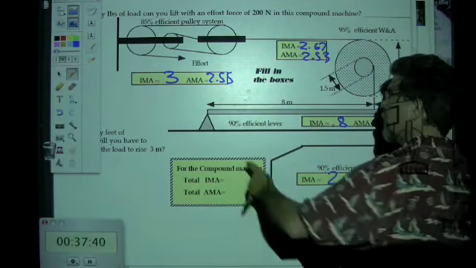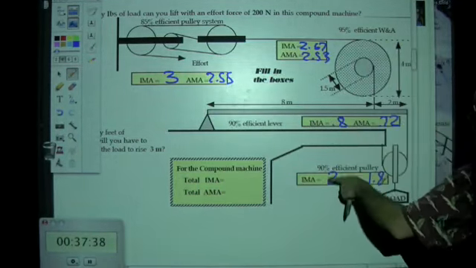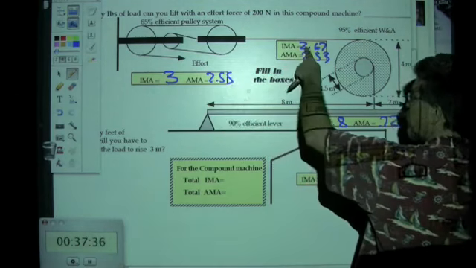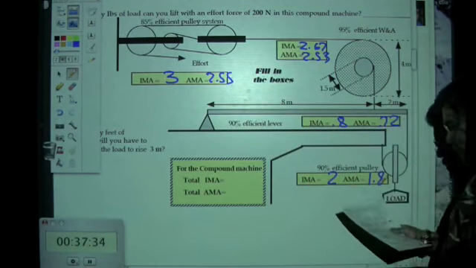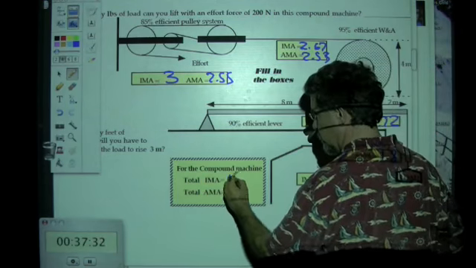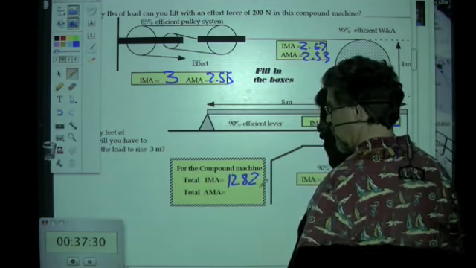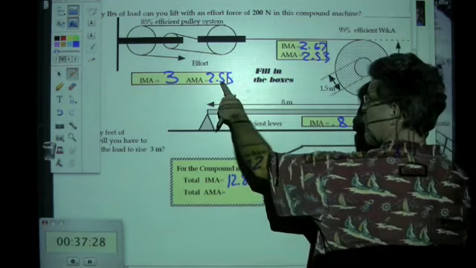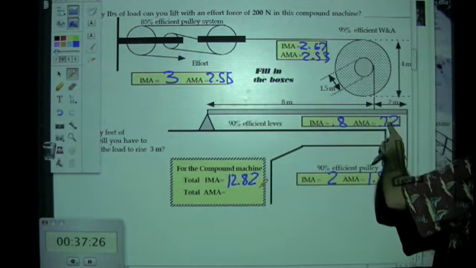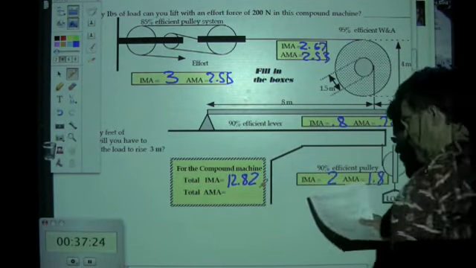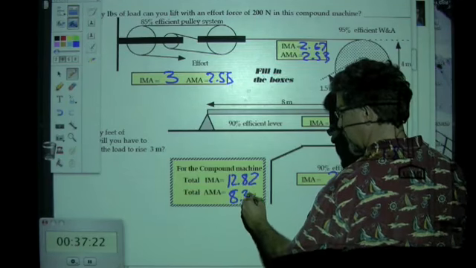Well, total IMA, we just multiply our IMAs together. I'm going to multiply 3 times 2.67 times 0.8 times 2, I get 12.82. And on AMA, I'm going to multiply 2.55 times 2.53 times 0.72 times 1.8, I should get 8.36.